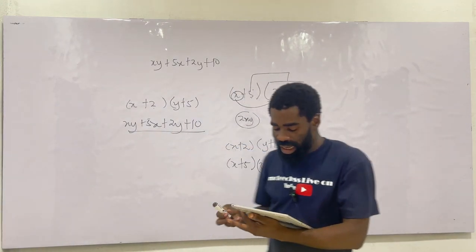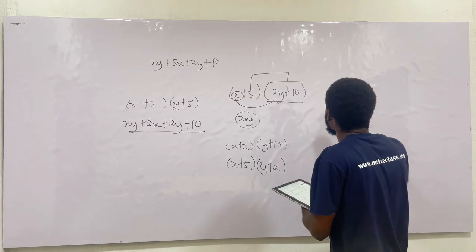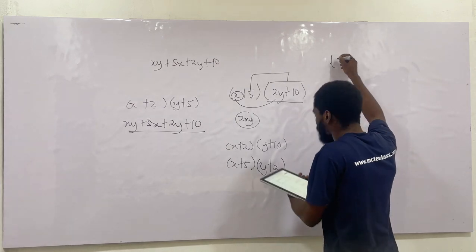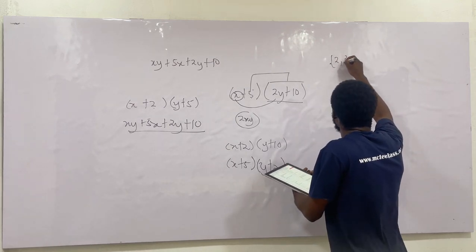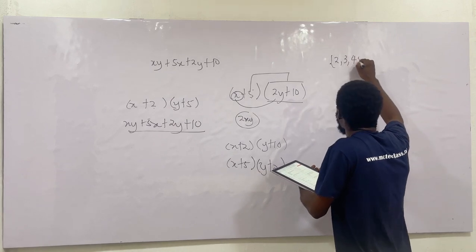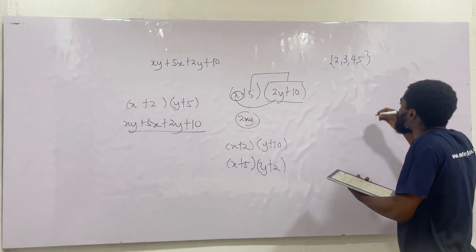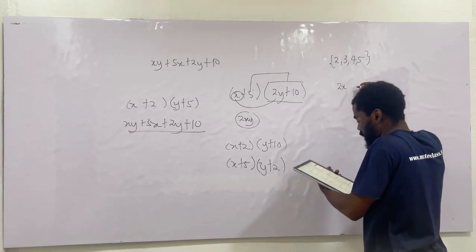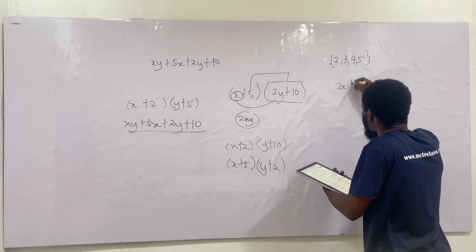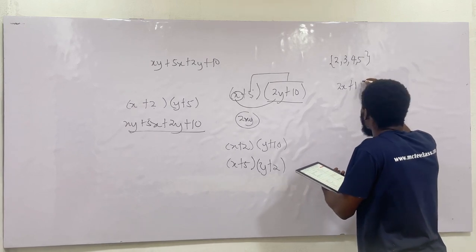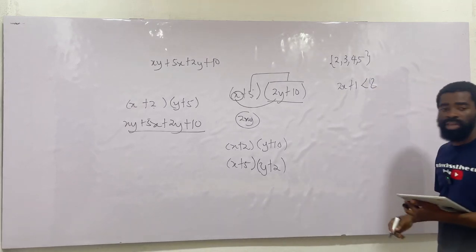Okay, then we come to 22. 22 says that if x is a member of a set as 2, 3, 4, and 5, find the truth set of 2x plus 1, which is less than 8. Find the truth set of this.